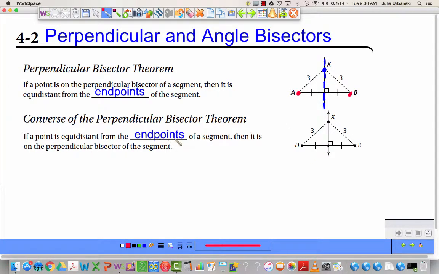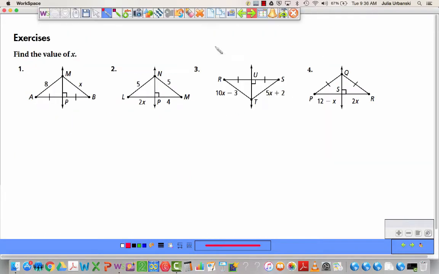The converse will go backwards. If a point is equidistant from the endpoints of the segment, if X is equidistant to the two endpoints, like segment DE here, then that means that X lies on the perpendicular bisector. That means that this segment right here must be perpendicular and must bisect the segment. So anytime you see that, you know you're going to have two equal parts right there.